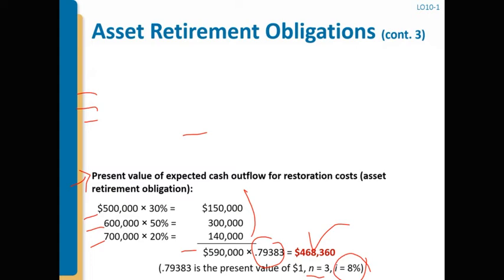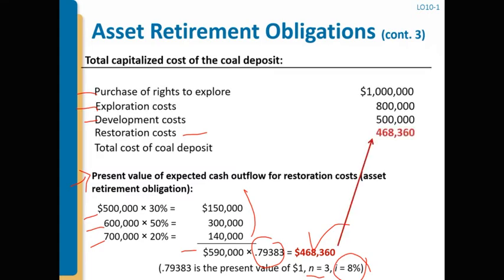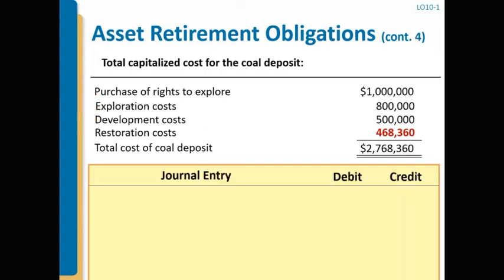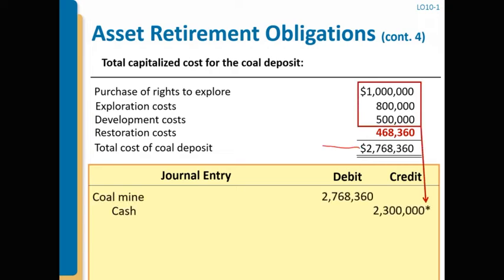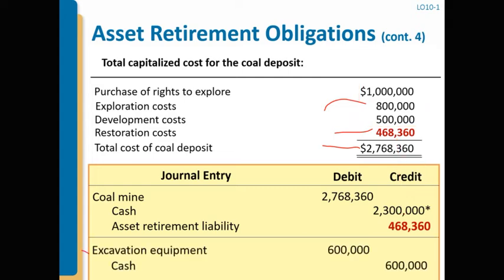So this amount should be added to the cost of the coal deposit. So we'll add this one. So our total cost would be this amount. Okay, be careful about that. And then the journal would be coal mine, this is the amount, coal mine. The cash, this is the amount of cash we paid, and asset retirement obligation we have calculated. And for the equipment that we have purchased, that is excavation equipment and cash.